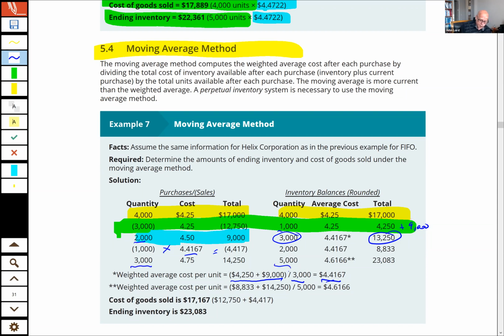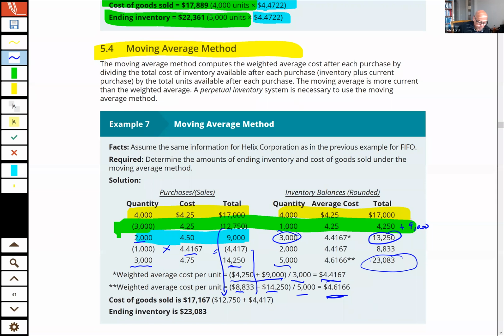So now there's my 5,000 that I had in ending inventory. I bring those in. They came in at 14,250. So the 833 plus this 14,250 divided by 5,000 means that there is now a new moving average of what? 4,6,166. And my next sale would go out at that moving average. For my cost of goods sold, it's the two amounts I calculated there. And my ending inventory is sitting here, and it's 2308.